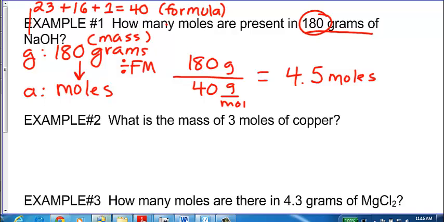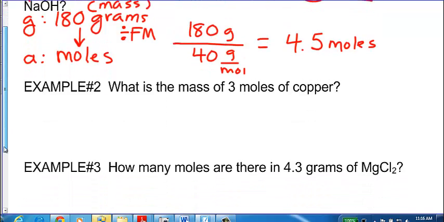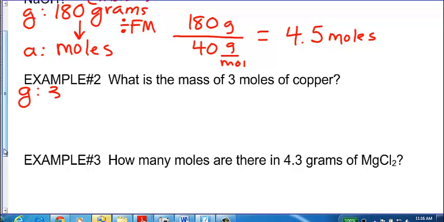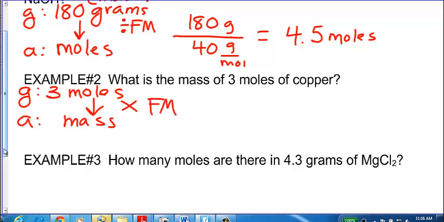Okay, example number 2. What is the mass of 3 moles of copper? We are given 3 moles, and they are asking us for mass. So how about in this problem? Are we going from moles or toward moles? Hopefully you said from moles, because you're given moles. If you're going from moles, from ends in an M, you're going to perform the mathematical operation that starts with an M, which is multiplication. And when your relationship is between mole and mass, you multiply by the formula mass.